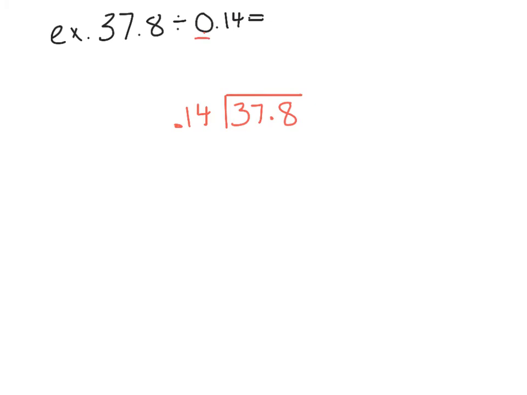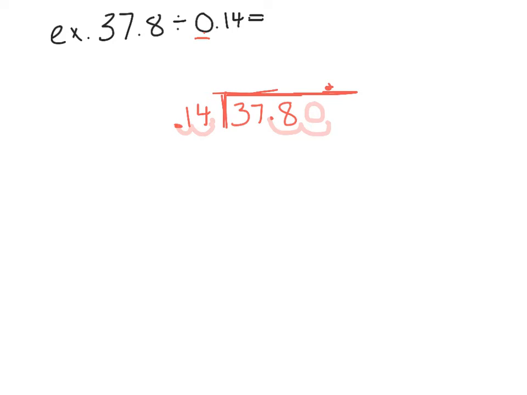Okay, so I'm going to estimate, but first I'm going to move over my decimal. So I need to move my decimal 2 jumps, and then add a 0. If you ever run out of space, you can just add a 0 there after a decimal, and that's totally fine. Okay, move my decimal up into my answer here. Now I've got 3,780 divided by 14.